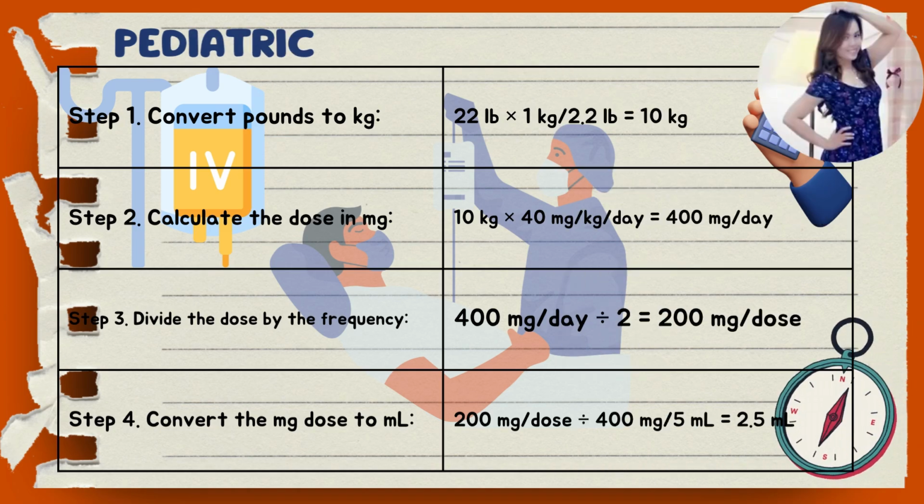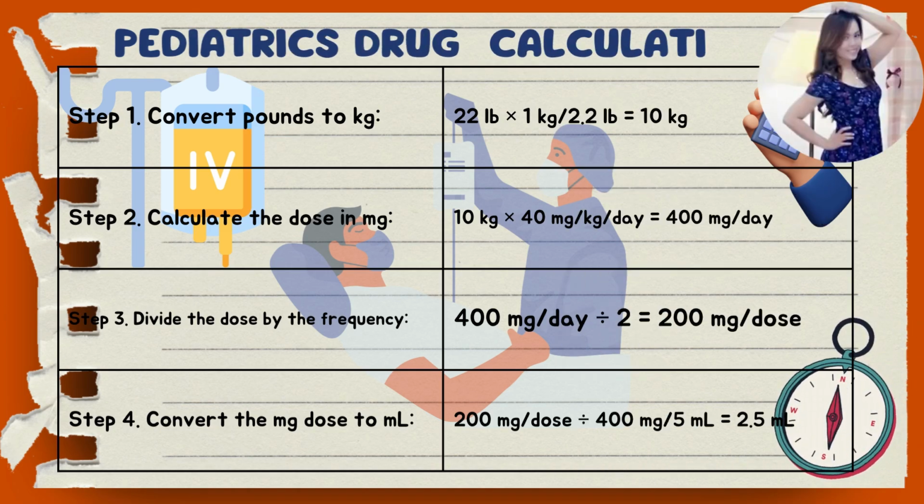In pediatric drug calculations, most drugs in children are dosed according to body weight in milligrams per kilogram or body surface area, or BSA, in mg per m2.